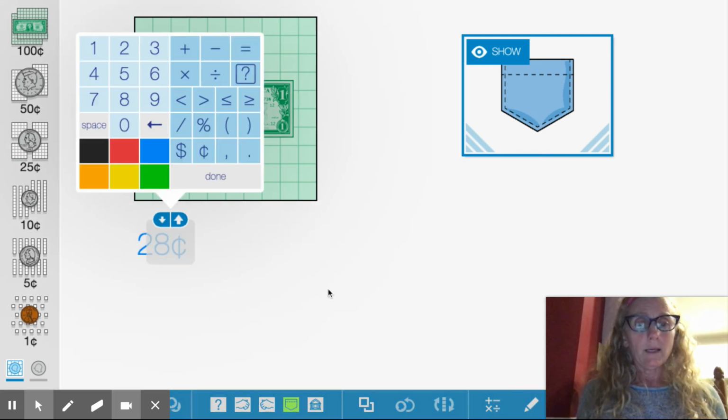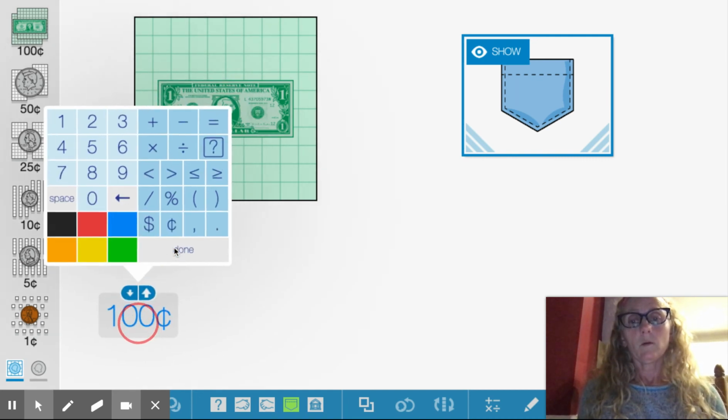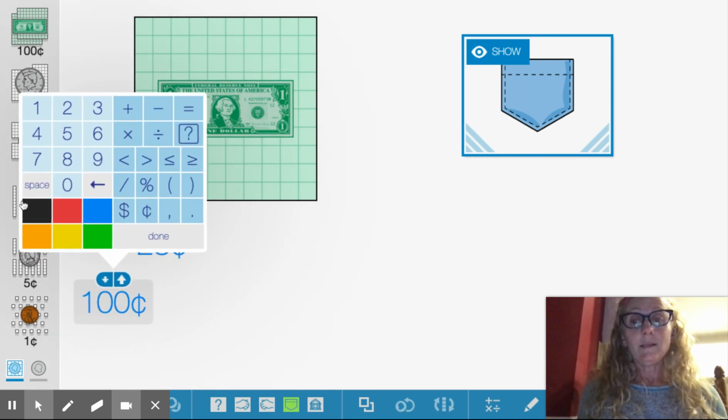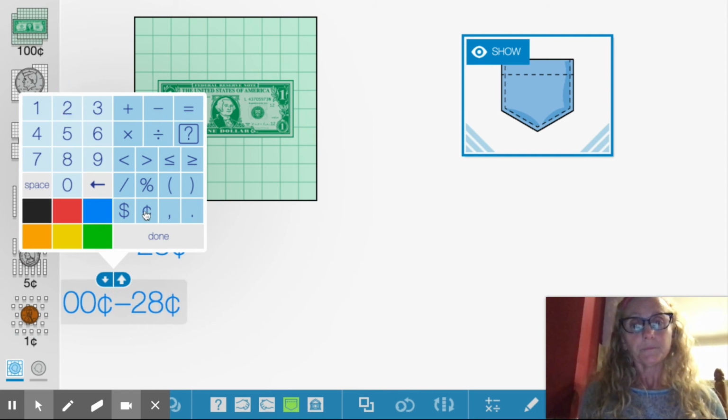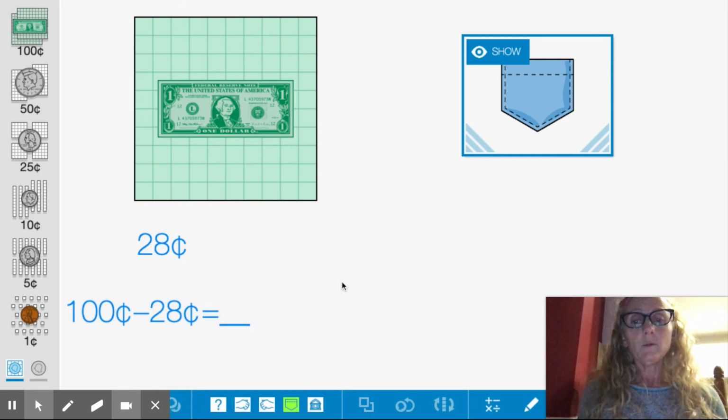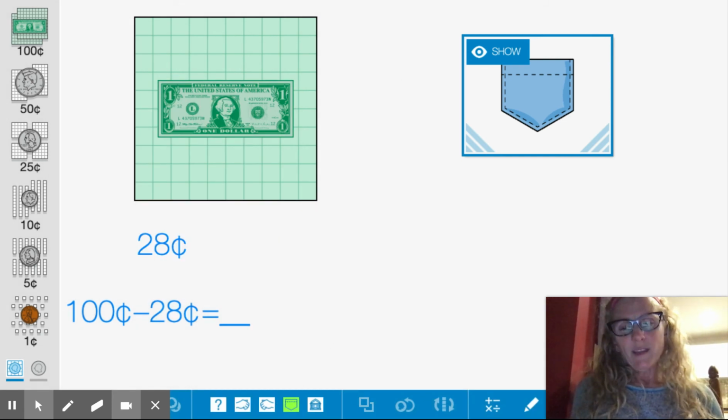You could think 100 cents, and then you could subtract 28 cents, and then you would be left figuring out how much that is. That's one way to do it. But if you do it that way, you may have to borrow and carry and whatever.